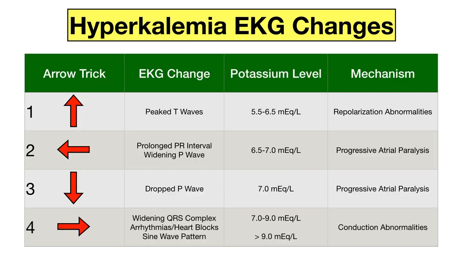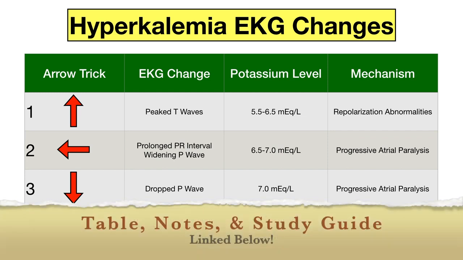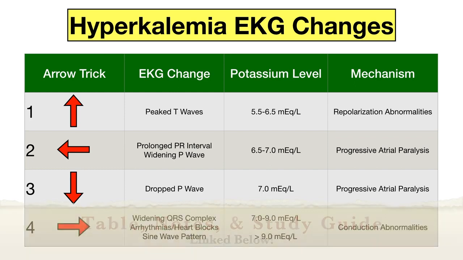I put together a table that summarizes the EKG changes that can occur with hyperkalemia, along with the arrow trick to remember those changes. So hopefully this makes it easier for you. Let's briefly recap everything. At potassium levels of about 5.5 to 6.5 is when you might start to notice peaked T waves on EKG. This can be remembered using the up arrow. T waves represent ventricular repolarization, and at potassium levels of about 5.5 to 6.5 is when repolarization abnormalities can start to occur. This is why we can see peaked T waves as a result.